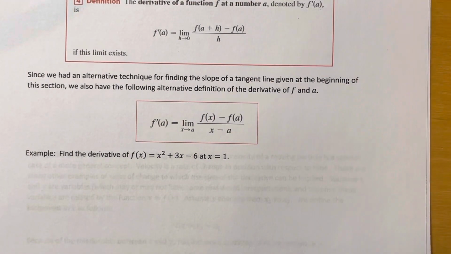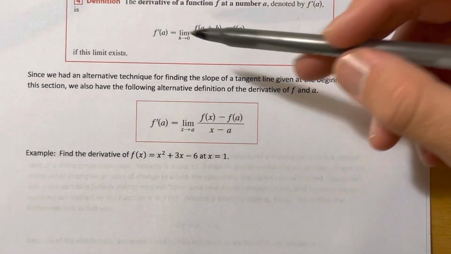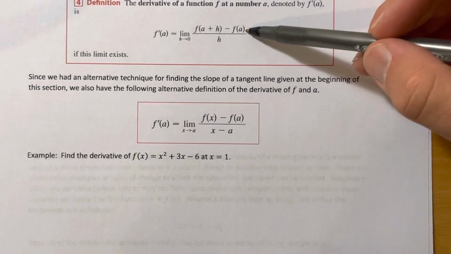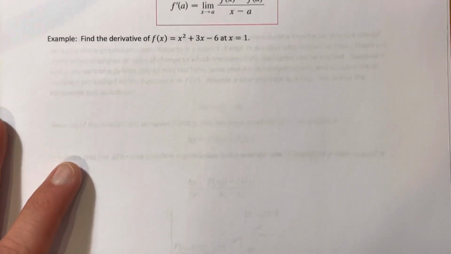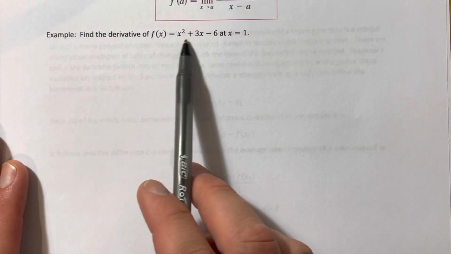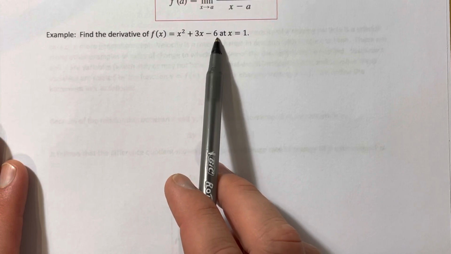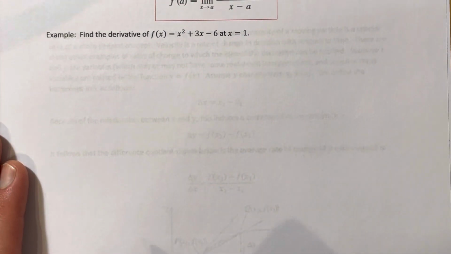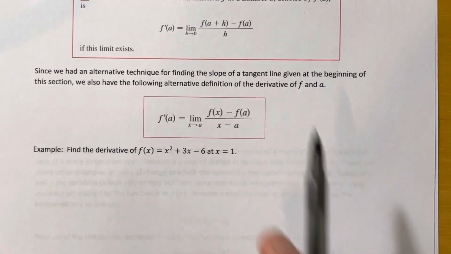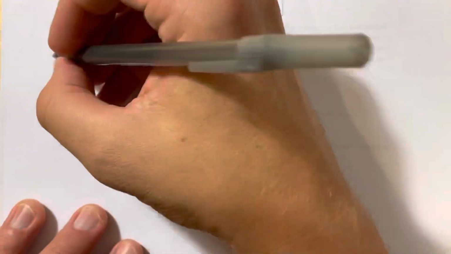Okay, for the purpose of simplifying these difference quotients when evaluating the limits, this one tends to be more useful. So I'm going to be sticking to this. Okay? All right. So let's try an example. I want to find the derivative of f of x equals x squared plus 3x minus 6 at x equals 1. Okay, so that just means I'm finding f prime of 1 using this formula here.